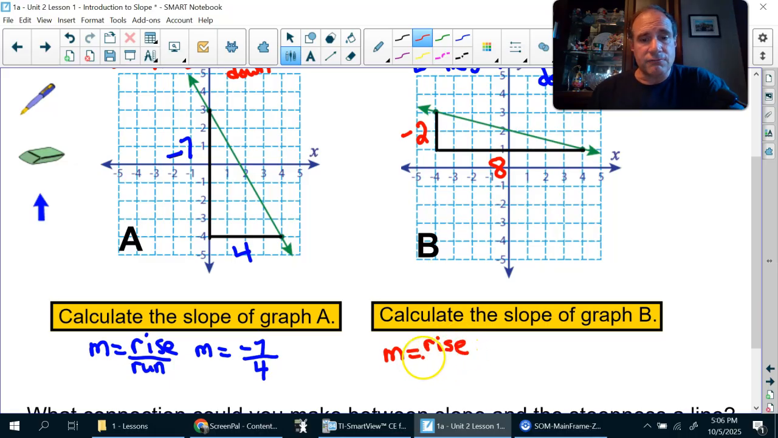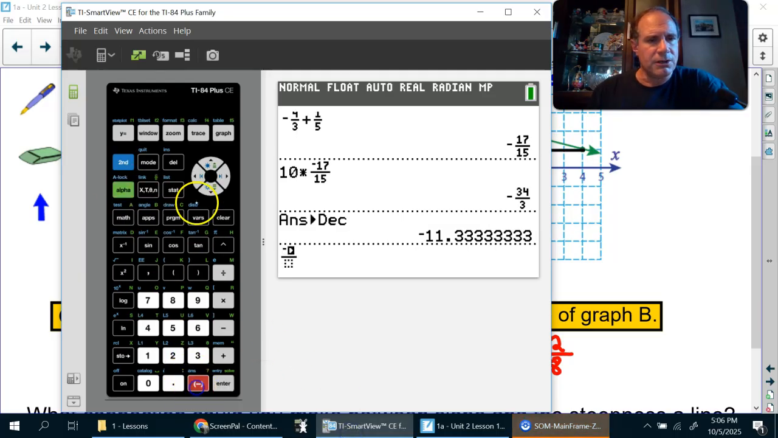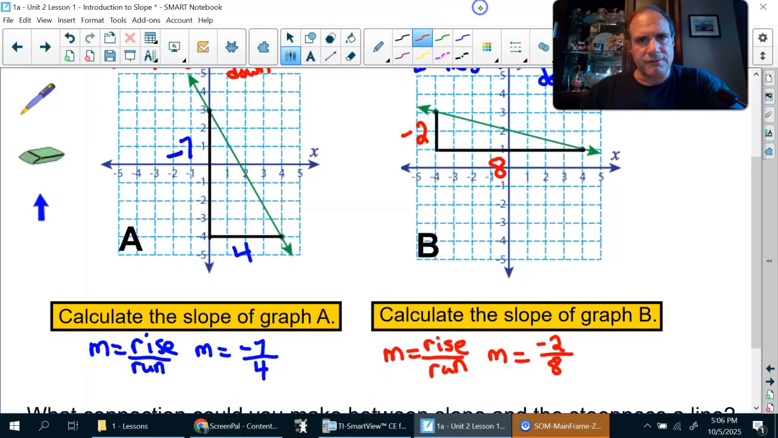So this is rise over run. We're going to substitute those numbers in. The rise is -2, and the run is 8. So when you put this into the calculator, we could put -2 over 8, right? If you press enter, it automatically reduces the fraction for you. So you could put down m equals -1 over 4.